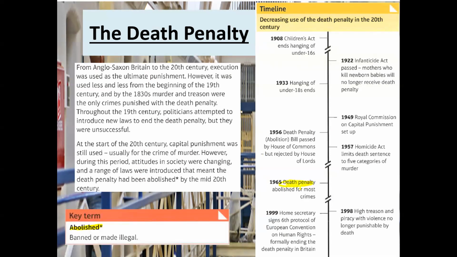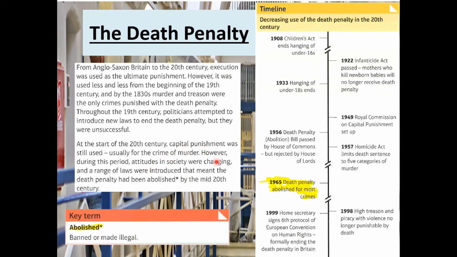You might be surprised that the death penalty wasn't actually abolished until 1965 in this country. So not that long ago, sort of 40 or 50 years ago. I can remember as a young man growing up in the 1980s, it really wasn't that long ago. For me, the death penalty was something that my parents would have remembered in their time as a child. So it was something that was quite recently got rid of.